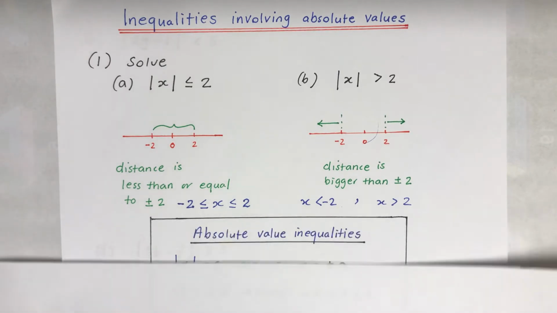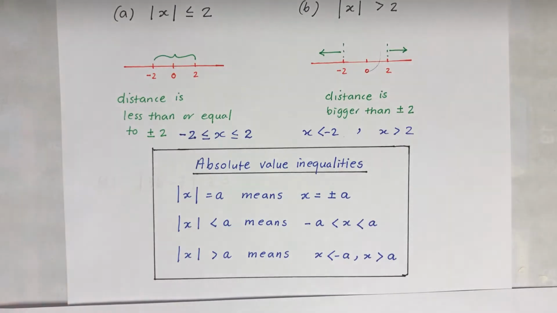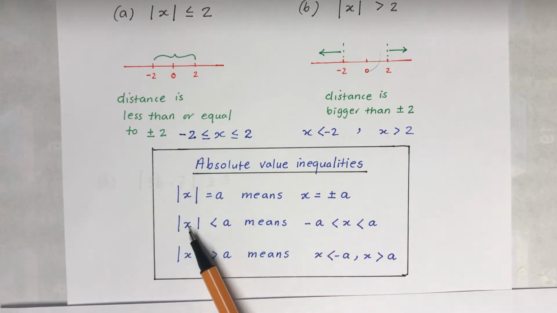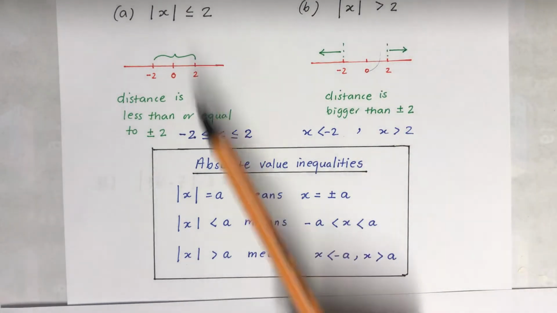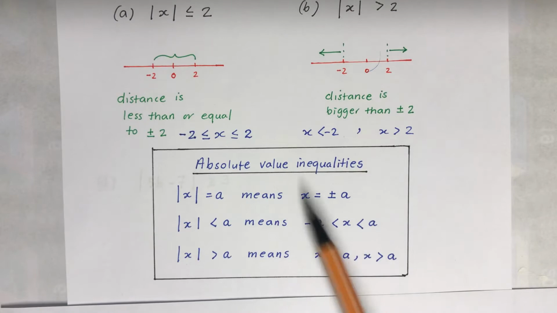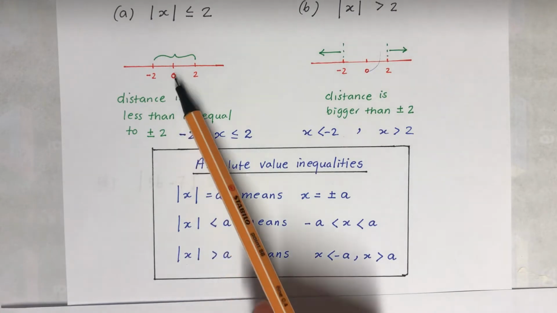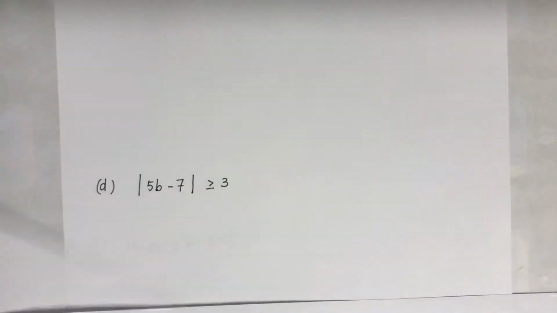And here is the summary formula, if you like. Have a look at it, and that's what we've done. When it was equal, we just normally do plus or minus the constant number. This one is the example of that, and this was the example of this one, or the other way around. Less than a constant is in between, bigger than a constant is the two outer parts. Okay, well let's do the question now.